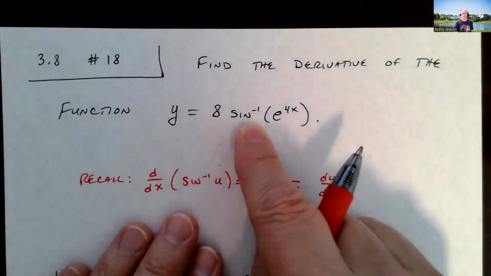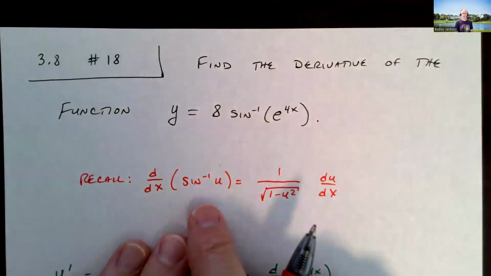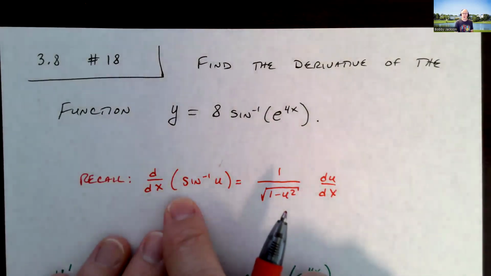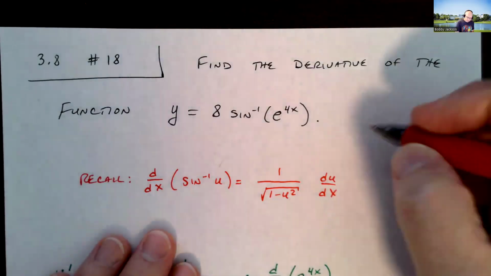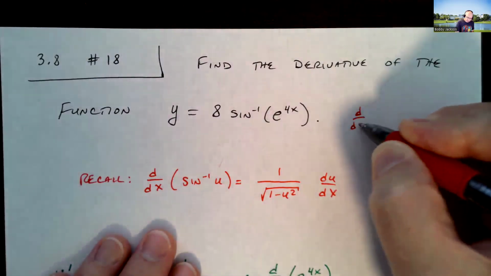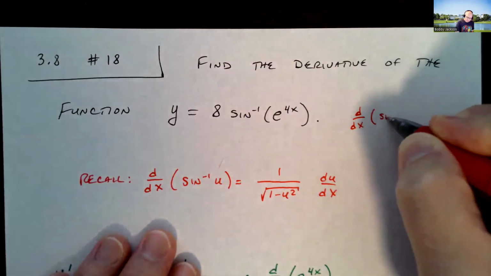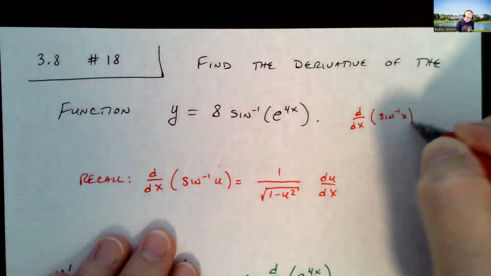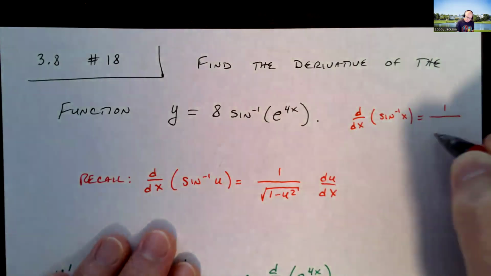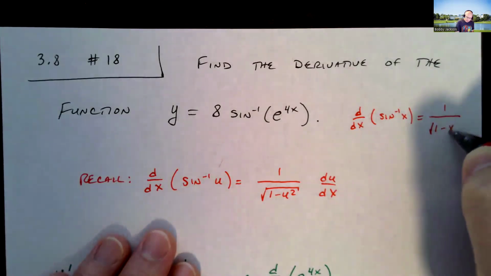And we learned in this section about the derivative of the arcsine function, right? The derivative of the arcsine function. Well, if I just have the derivative with respect to x of sine inverse x, right? That's 1 over the square root of 1 minus x squared.